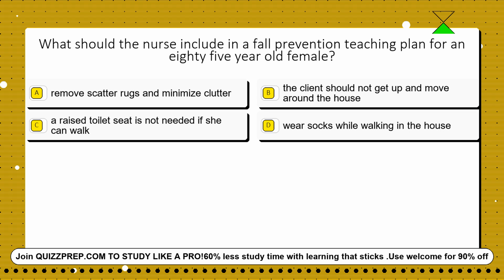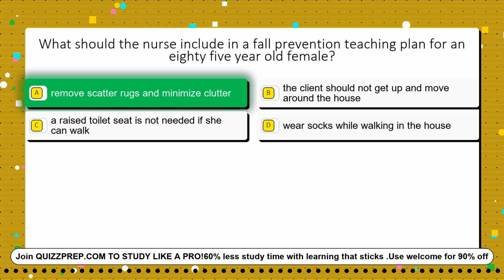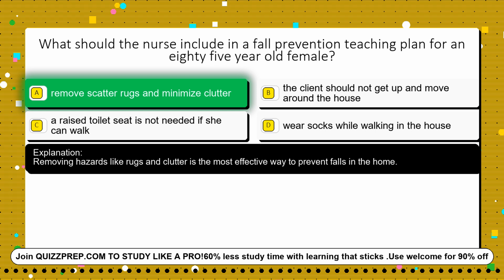Question 83. What should the nurse include in a fall prevention teaching plan for an 85-year-old female? Option A, remove scatter rugs and minimize clutter. Option B, the client should not get up and move around the house. Option C, a raised toilet seat is not needed if she can walk. Option D, wear socks while walking in the house. The correct answer is option A, remove scatter rugs and minimize clutter. Removing hazards like rugs and clutter is the most effective way to prevent falls in the home.